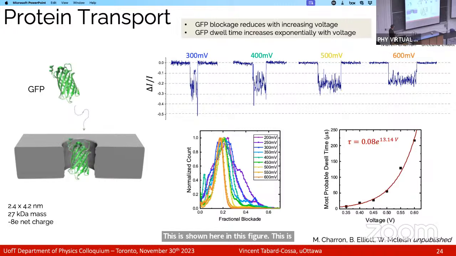This is the distribution of the ionic current blockage as a function of different voltages, and you can see that the blockage distribution becomes tighter for higher voltages, whereas it's wider for lower voltages. And this is the mean most probable dwell time, so the passage time. And you can see there's sort of an exponential behavior. So the molecules are getting stuck in the pore longer with increasing voltage.